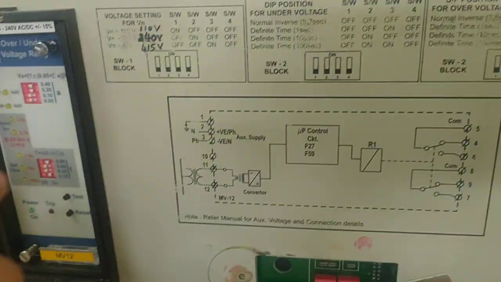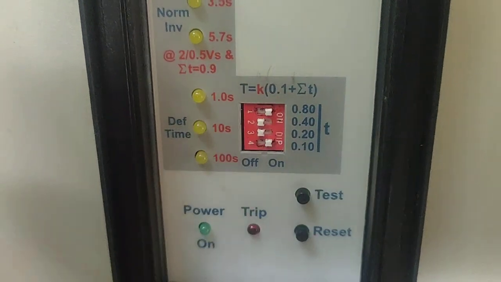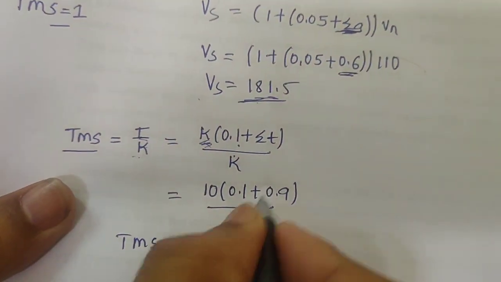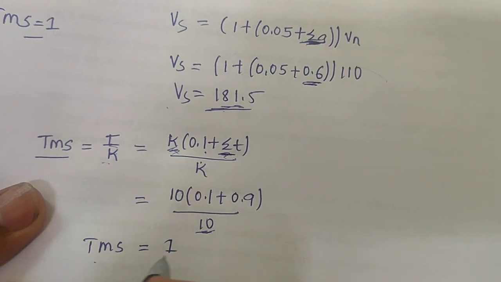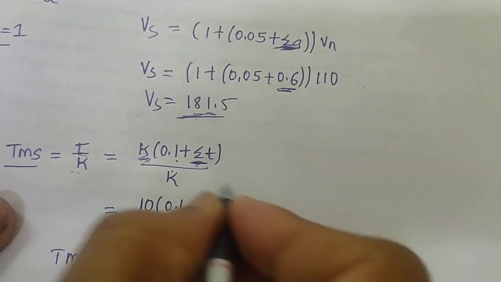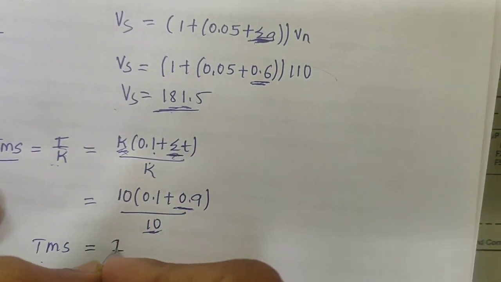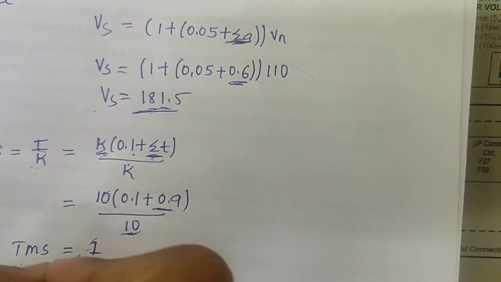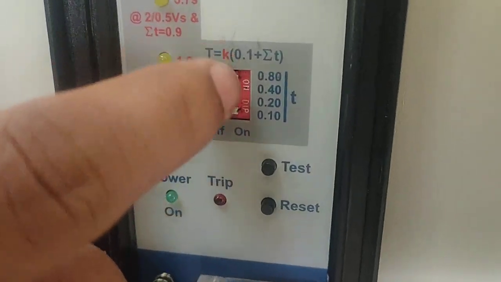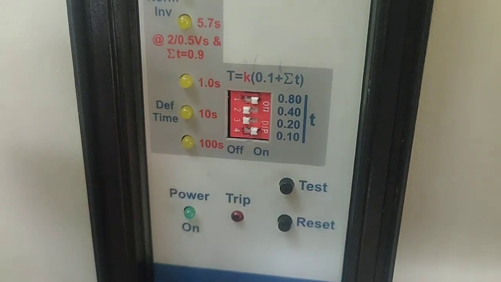The T formula is T is equal to K into 0.1 plus summation T. K is 10, we know that. At what value of summation T does the TMS become 1? We need to check by calculating. For the value of 0.9, we will get TMS equal to 1. The 10 gets cancelled, and 0.1 plus 0.9 is 1. So we will get TMS equal to 1. Here we need to set the summation T value as 0.8 plus 0.1, that is 0.9.